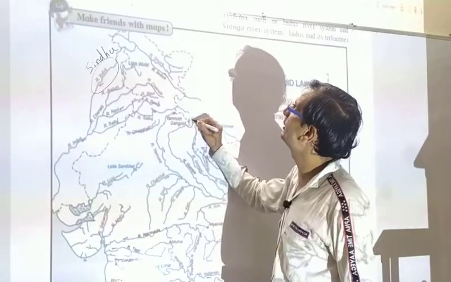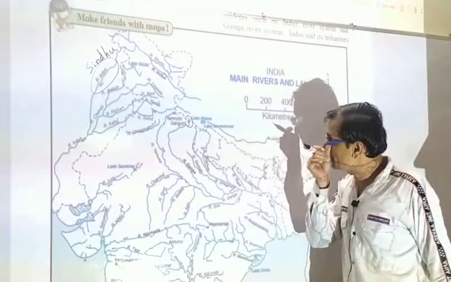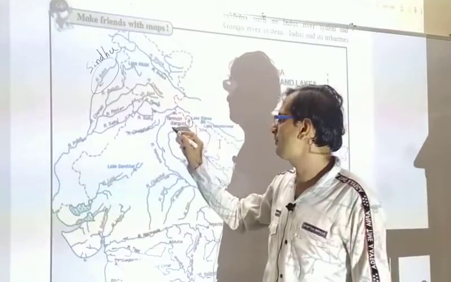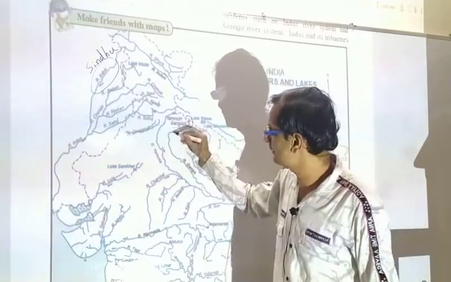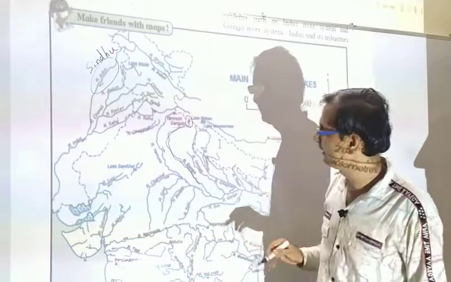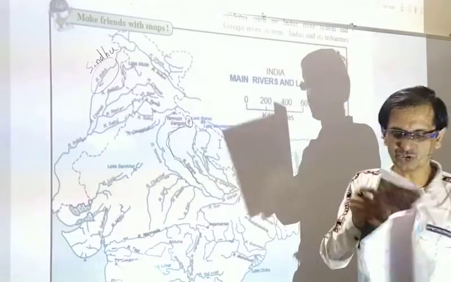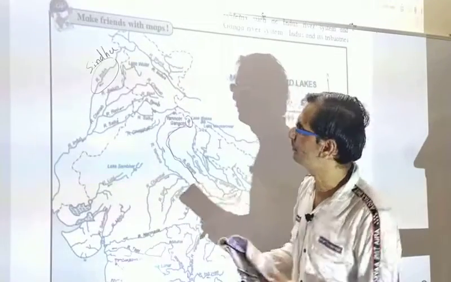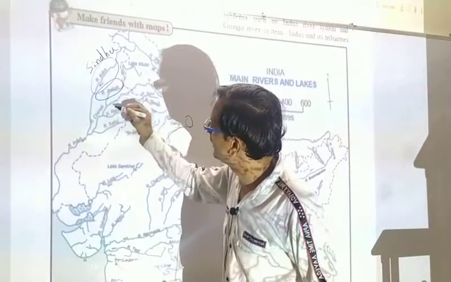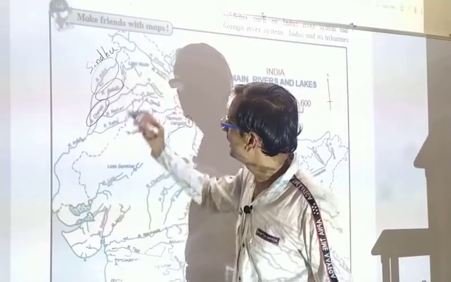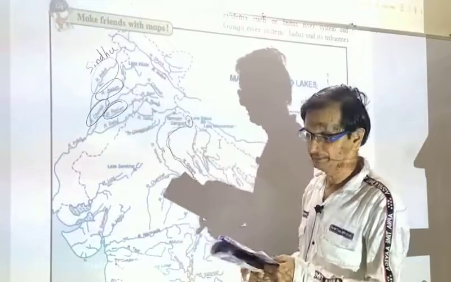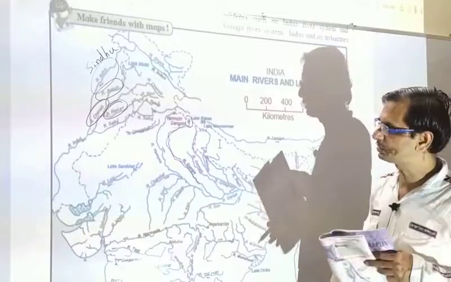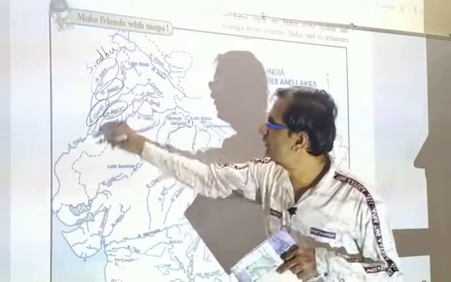Ganga originates in Gangotri, which is also part of the Himalaya, from where the Ganga River originates. You can see it is flowing. Okay, then Sindhu and its tributaries: Jhelum, then Chenab, then Ravi, okay, and Satluj. Satluj also you can see here.